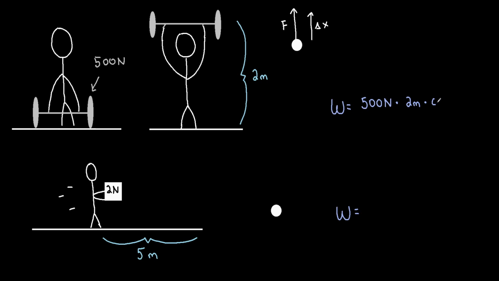times the cosine of the angle between the force vector and the displacement vector. And since they're pointed in the same direction, the angle between these two vectors is 0. And we know that cosine of 0 is 1. So the work done is equal to positive 1000 joules.